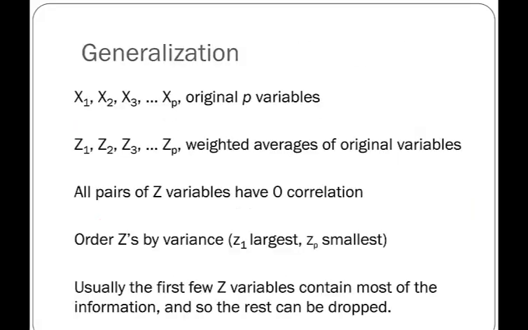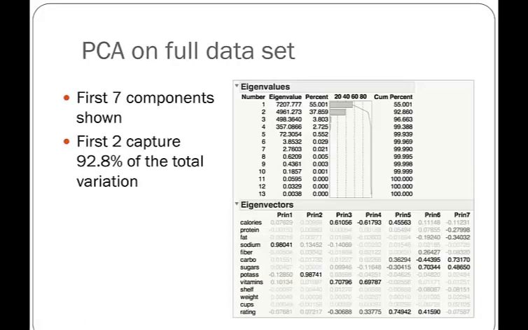We can generalize this to having more than two variables. Say we have p variables, that means we're going to have up to p weighted average or principal components. All of these things are going to have a zero correlation. And so we're going to order these by variance, largest to smallest, and it turns out usually the first few are going to have most of the variance, and so the rest can be dropped. When we talk about variance, usually what we mean is information.